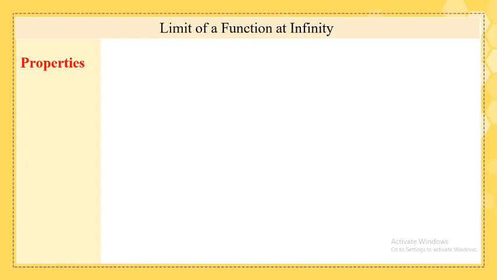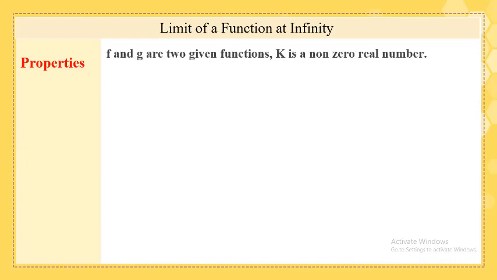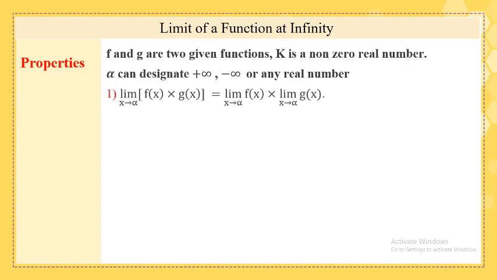Now, let's consider some properties. If f and g are two given functions and k is a non-zero real number, alpha can designate plus or minus infinity or any real number. The limit of the product of f times g as x tends to alpha will be the product of the limit of f as x tends to alpha times the limit of g as x tends to alpha.